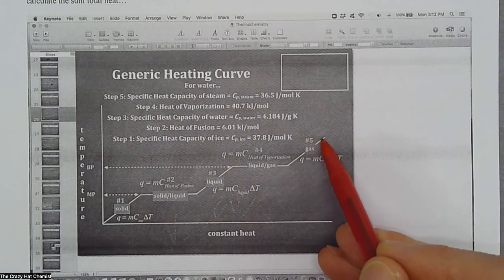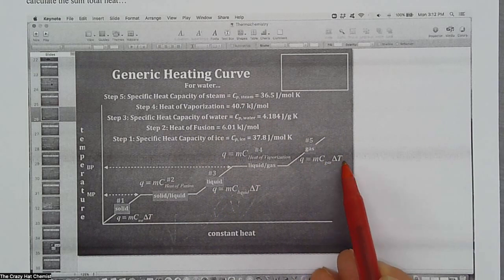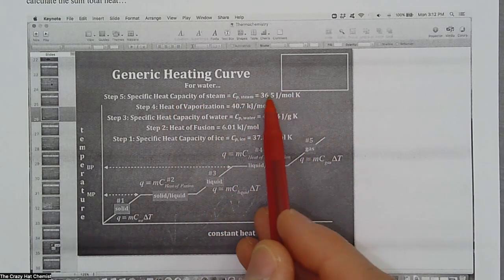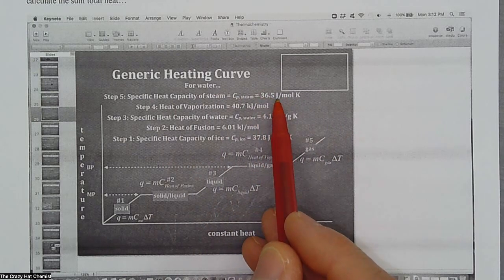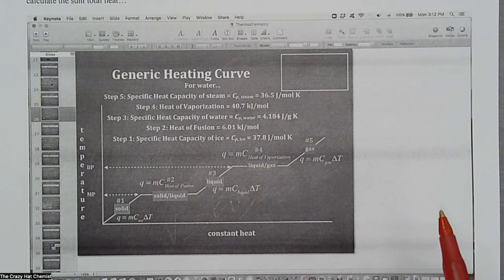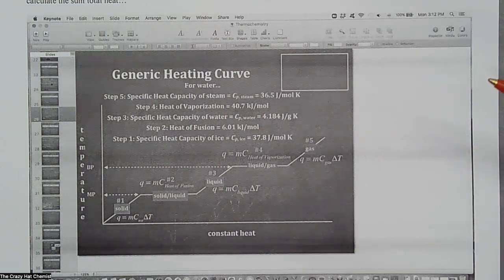And then as we proceed on, we're going to be in the gaseous state at step number 5. That's Q equals mc for the gas or vapor, delta T. And the specific heat capacity for steam for water is 36.5 joules per mole Kelvin. The other thing that you need to know here is that you can have the specific heat capacity in different units here, depending on what the substance is.